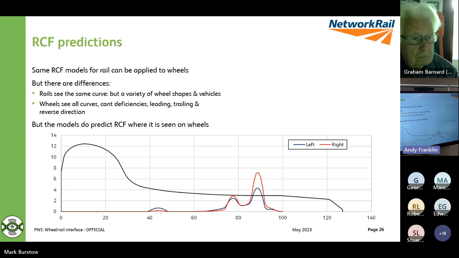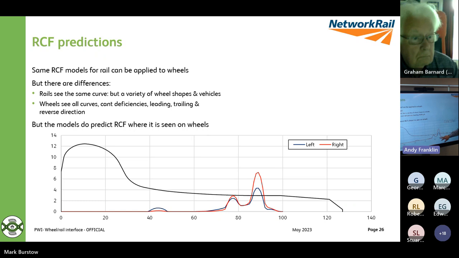There are differences. The rail is fixed in a location in the curve. It sees lots of different vehicles and lots of different wheel profiles, but it pretty much sees the same curvature and the same cant deficiency. On the other hand, a wheel sees the same vehicle, but it sees all curves and all cant deficiencies. Sometimes it's the leading wheel set, sometimes it's the trailing wheel set, and it runs in both directions. So there are a lot more variables to account for with wheels. But when you apply the modelling techniques, you can predict that we should be getting RCF on the wheel around about here.